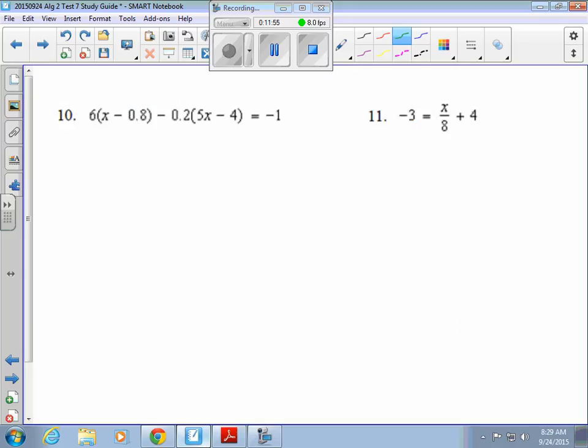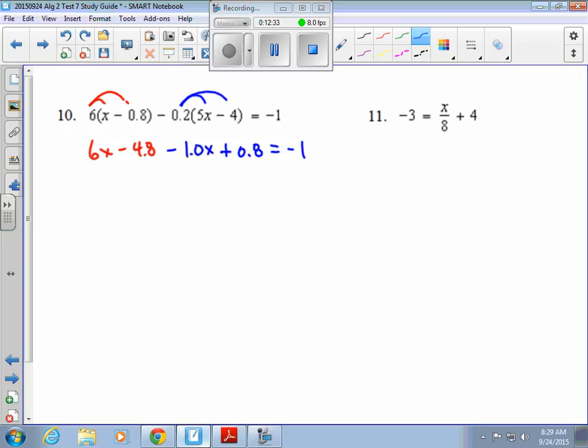Number 10, this problem looks familiar. 6 times x minus 0.8, minus 0.2 times 5x minus 4, is equal to 1. Again, completely simplify one side before you try to bring anything across. Distribute 6 times x and 6 times negative 0.8, negative 4.8. Minus 0.2 distributed times 5x is minus 1.0x, because it's not 2, it's 0.2. And negative 0.2 times a negative 4 is going to be a positive 0.8, equals negative 1.